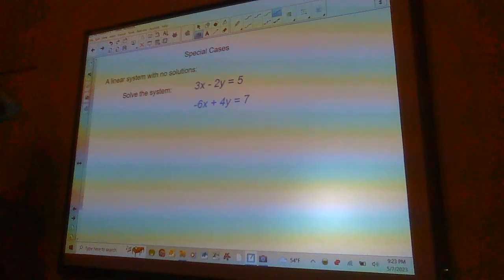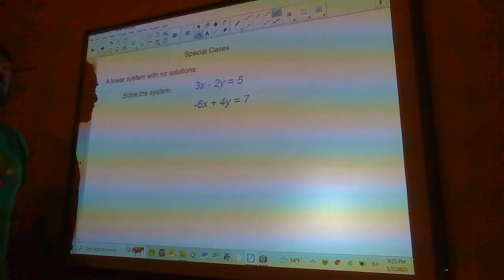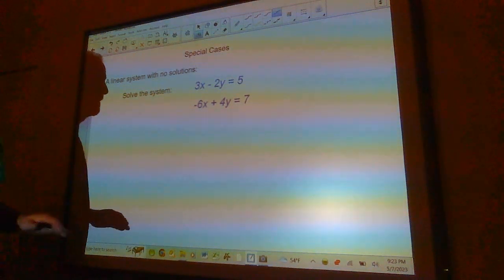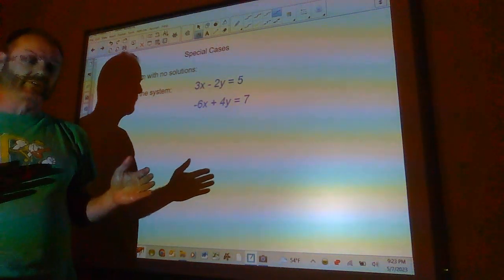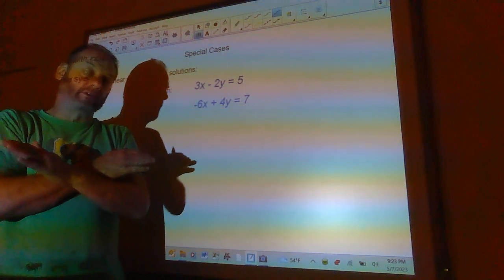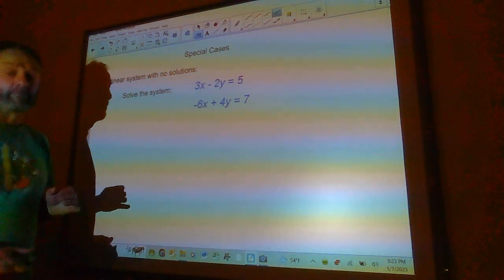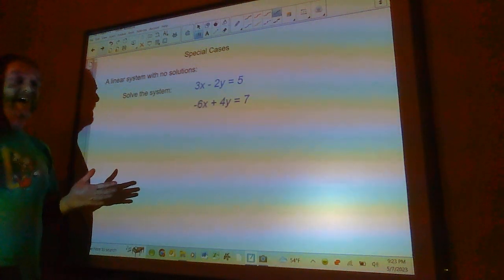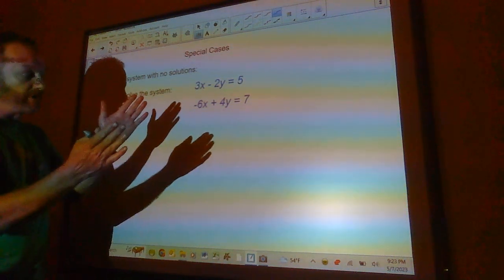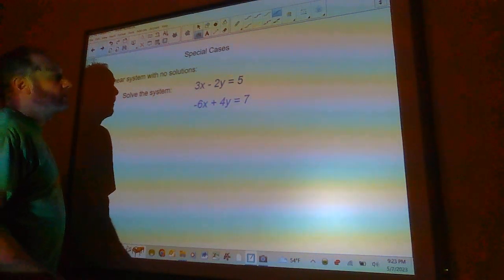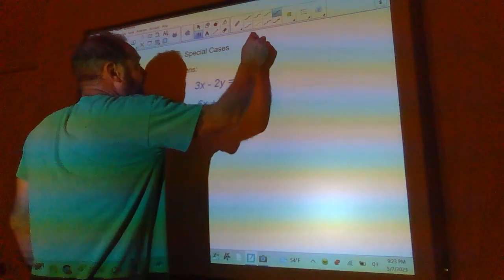Okay, we got some special cases. So there are some systems of linear equations where there's no solutions. So if you think about this, the solution is when the lines cross each other, right? So if lines are parallel, they have no solutions because they're never going to intersect. So how do you know if it's parallel?